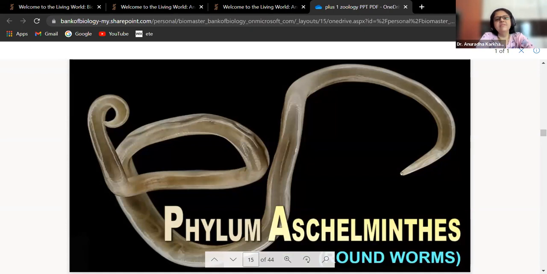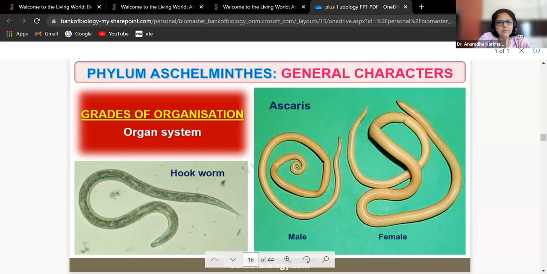Then we come to Aschelminthes, also called roundworms. They are very simple. In Aschelminthes we saw pseudocoelomates, with one example. The grade of organization is organ system. Everyone from Platyhelminthes onwards is going to show the organ system type of organization. Look at this, this is a hookworm, and this is Ascaris, the roundworms that are in the stomach; everyone has them in childhood.